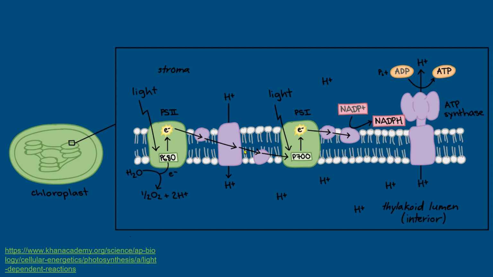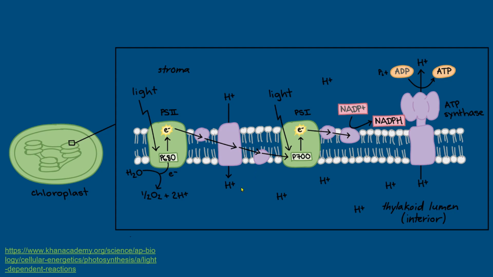Now let's go back to the electron transport chain here. An electron donated by P680 is passing down this chain. As it gets passed down, it continually loses energy. You can kind of think of the energy level as a sort of staircase, it lowers every step of the way. Some of this energy that is released is used to pump protons, this H+, across the thylakoid membrane from the stroma to the thylakoid lumen.